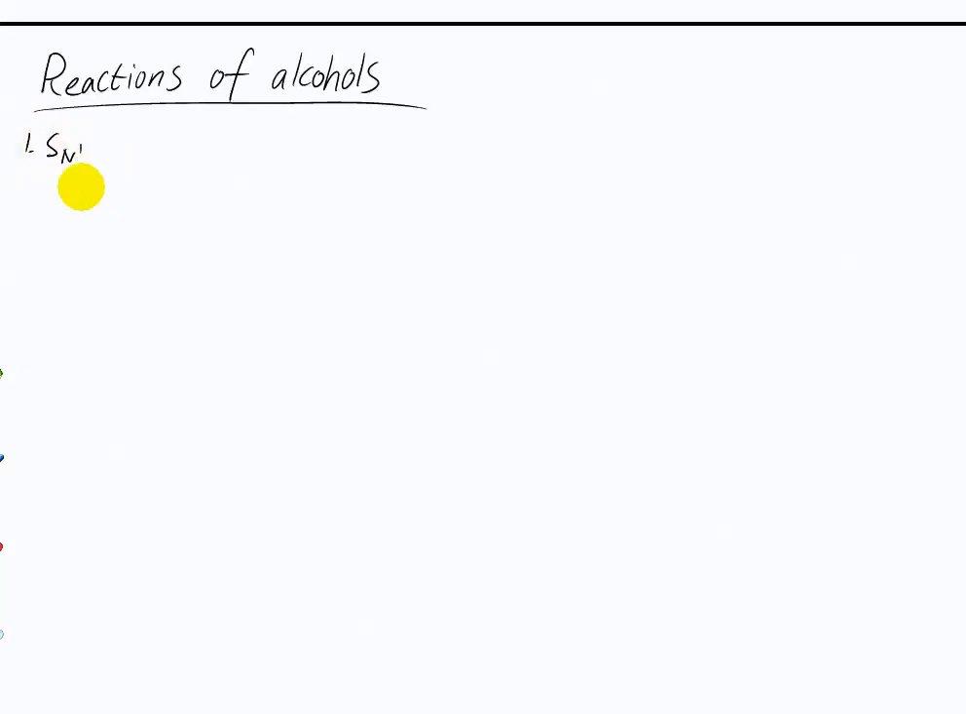Alcohols can do SN1 reactions. Of course, the OH won't just leave on its own because it's a very strong base. It's a poor leaving group. But in the presence of acid, it can. So in the presence of something like HX, HBr or whatever, you can form a hydronium that can leave, and then be substituted with the X there.